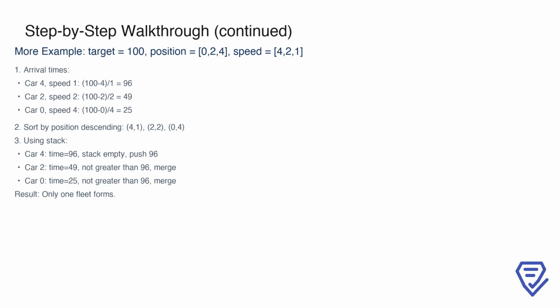Let's look at another example with target 100 and cars at positions 0, 2, 4, and speeds 4, 2, 1. We calculate the arrival times 96, 49, and 25 respectively for cars starting at 4, 2, and 0, processing from closest to the target backwards. Car 4 starts a fleet. Car 2 and Car 0 both have earlier arrival times, but since they can't pass, they merge with the fleet started by Car 4. Thus, all cars form a single fleet. This highlights how relative position and speed affect fleet formation in LeetCode problem number 853.